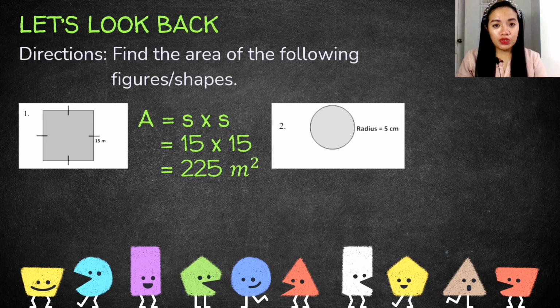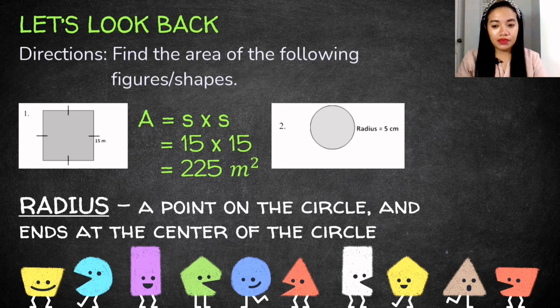Now let us have number 2, which is circle. So as you can see, in finding the area of a circle, we need the radius. So what is radius? Radius is a segment that starts from a point on the circle and ends at the center of the circle. So, kung ito ang ating center, any point on the circle to the center is a radius. So, kahit mag-drawing tayo ng ilang radius dyan, equal lahat ng radius.